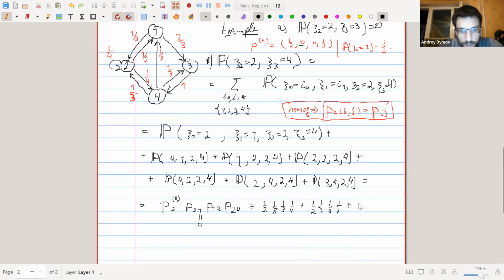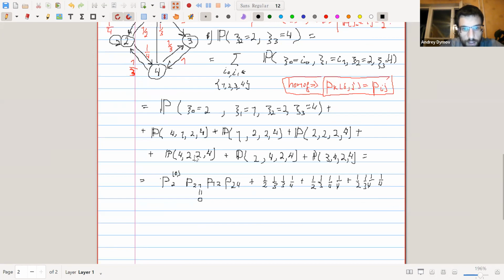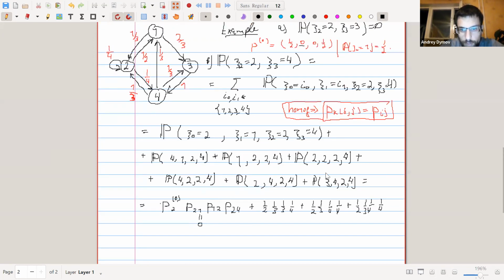So let us write it down. One half, the probability to be at four at the initial moment of time, then go from four to two, this is one third. Then to go from two to two, this is one fourth, and then to go from two to four, one fourth. Okay. This probability is zero, this probability is zero, and this probability is also zero. So actually, this is the result. I wouldn't like to compute it, but this is the resulting probability.